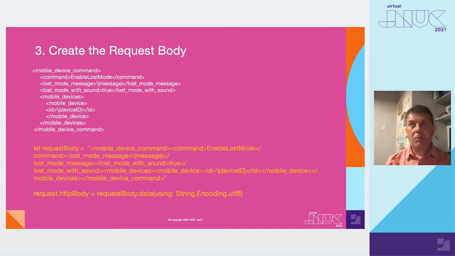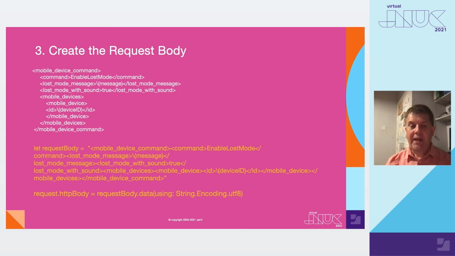Now I need to upload some XML to specify the message, whether we play the sound for the lost mode, and the ID of the device you want to hit on that API. So in white we have the XML in human readable form. This is what we want to create. You can see, for instance, there's an attribute in there for lost mode message. There's one for lost mode with sound, and also we've got the ID of the device. So that needs to be created.